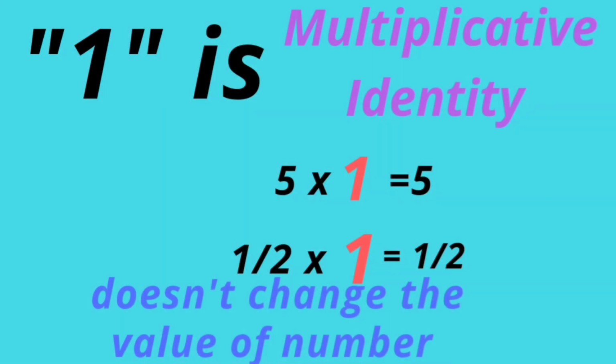Role of 1. When any rational number is multiplied with 1, the result remains same. Look here, half into 1 is equal to half and 1 into half is equal to half. So multiplying with 1 also doesn't change the answer. So 1 is multiplicative identity.